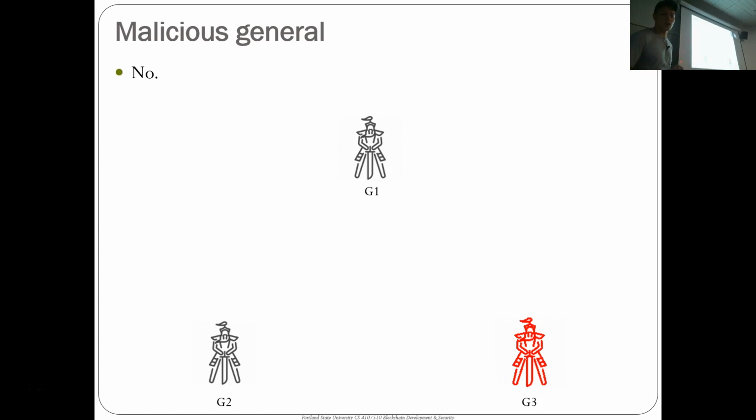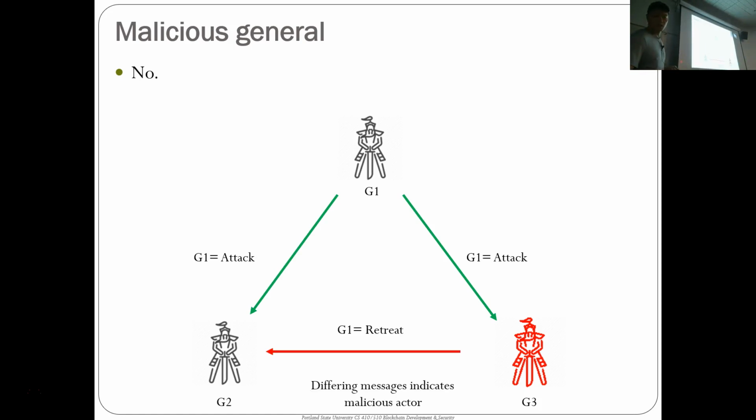So the answer is no, because you could have G3 being the malicious actor. G1 is telling both of them to attack, and then G3 says retreat. And then this message view is exactly the same as the other one. So you can detect maliciousness, but you can't do anything about it in this case. You would still have this problem where G2 doesn't know if G3 or G1 is malicious.